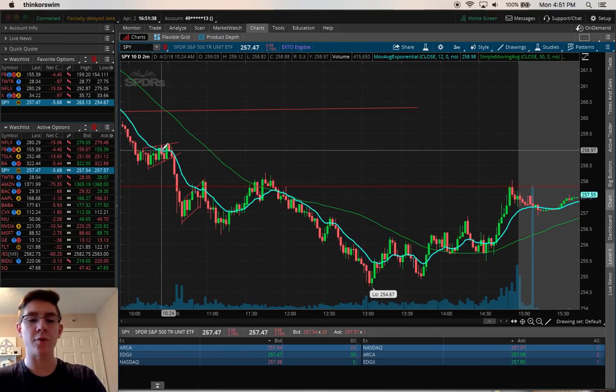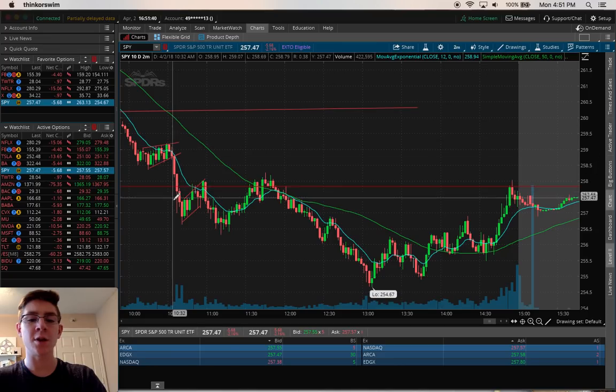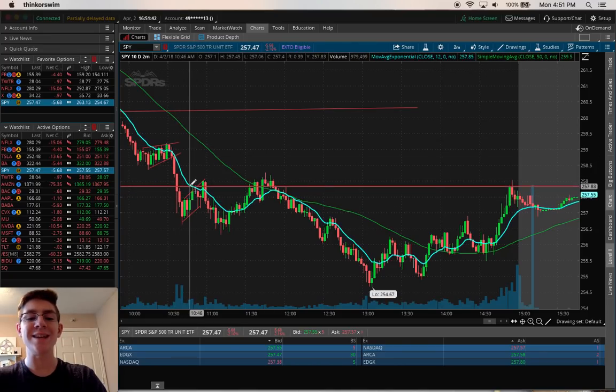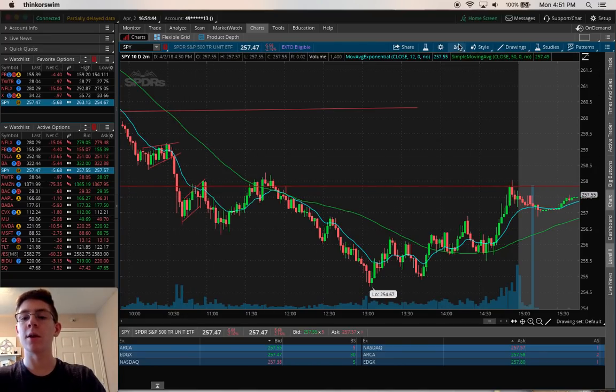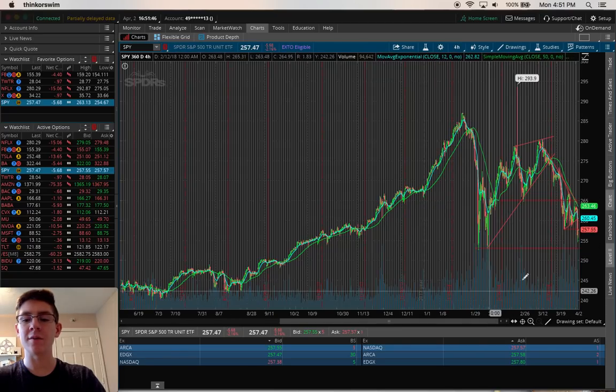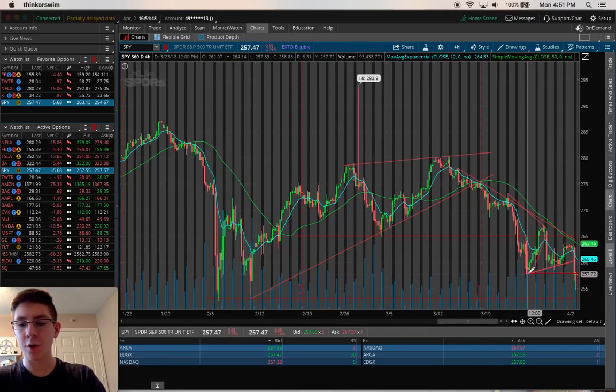It broke below this falling wedge. It went down, broke below this key level support. Let me show you where this key level support is. This key level support is right here. When it dropped down, it bounced right here. So I knew that this was going to be a key level. So I put my support line there.